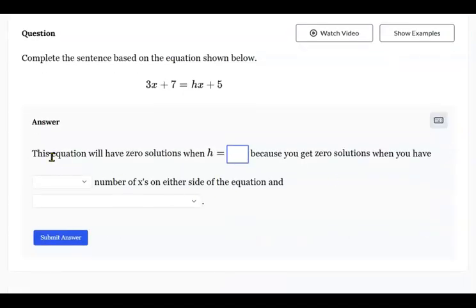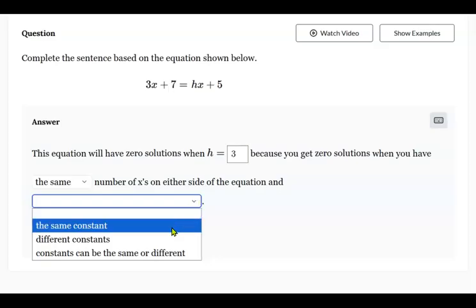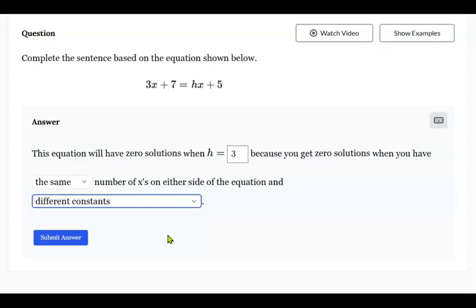In this question, they want to know how will you get no solutions, also known as 0 solutions. Again, that is a special answer, and it can only happen if your variable terms are a perfect match. So if I have a 3x on the left, I must have a 3x on the right. So h would need to be 3, because you get no solutions or 0 solutions when you have the same number of x's and you have different constants.